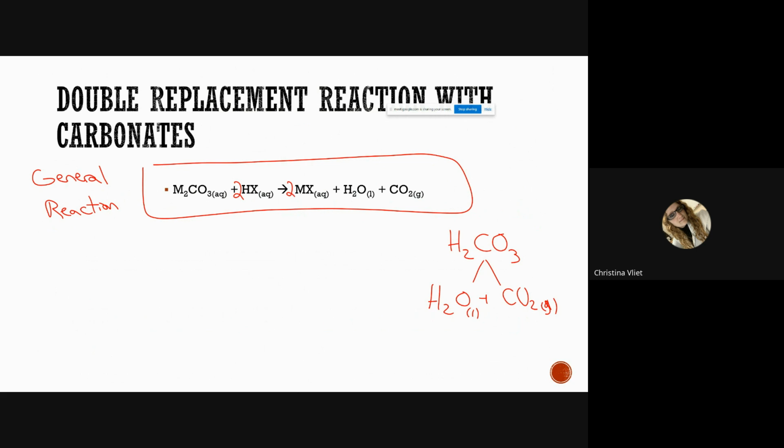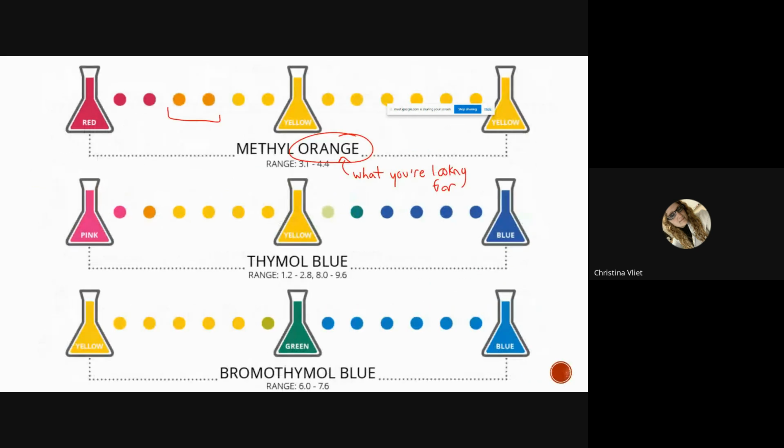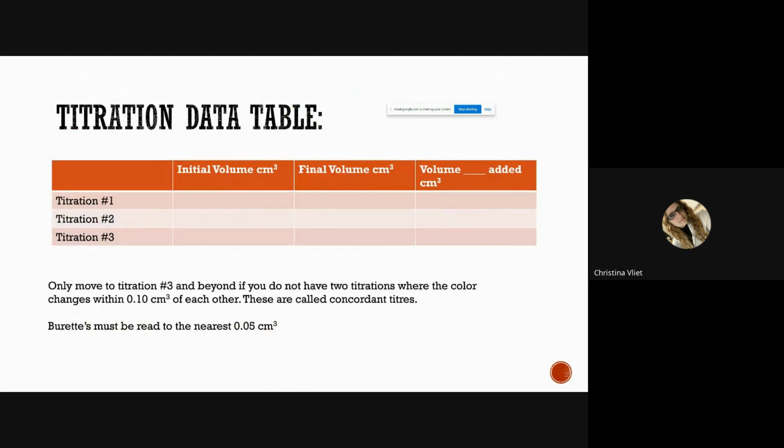You don't have to get too much more into detail than that to understand today's lab. You just have to know what you're using today is methyl orange. The color you're looking for is orange. So this is the data table that has to be memorized in May. When we take paper 3 in May, you have to memorize this titration data table.